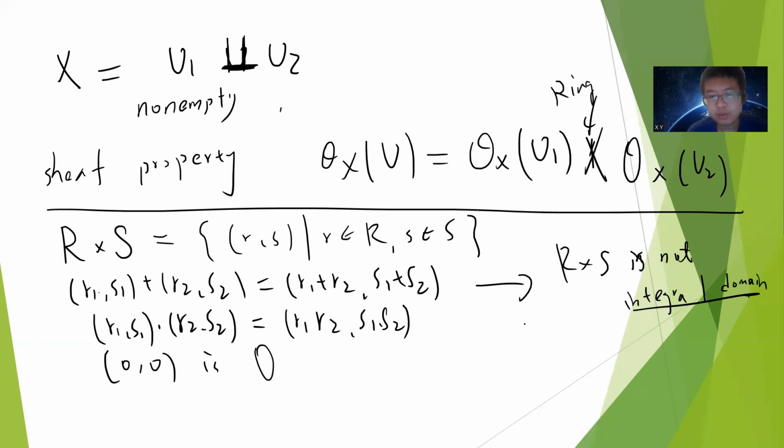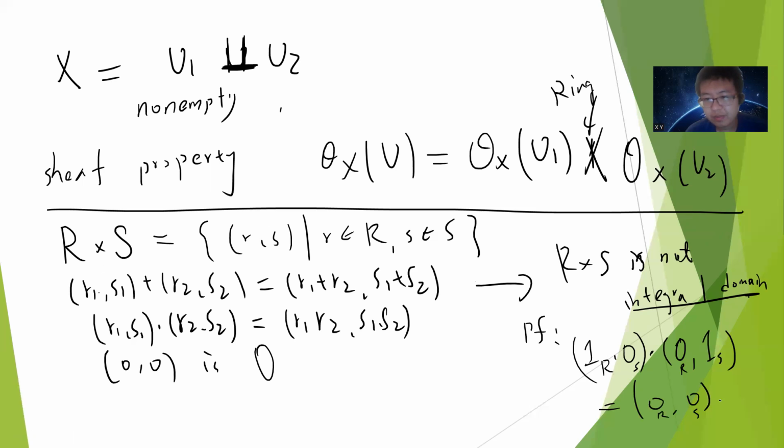The proof is very simple, just one line. You can take (1, 0) times (0, 1) to get (0, 0). These two are both non-zero, because in a non-empty ring, 1 cannot equal 0. So we get 0, which violates the domain condition, so R cross S is a non-integral domain.